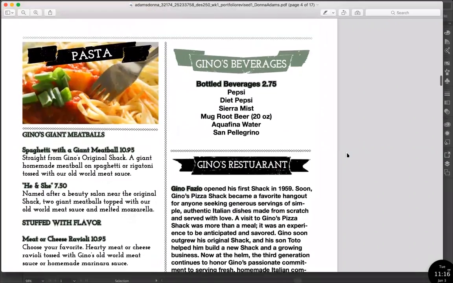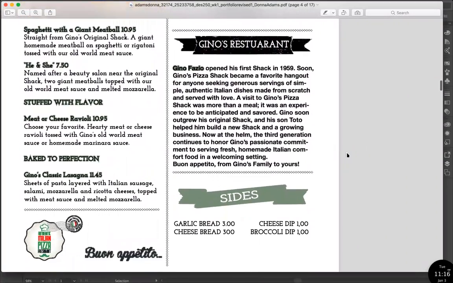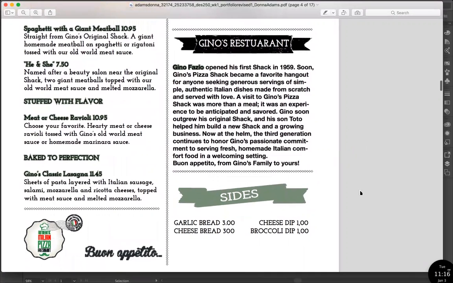Let's see here. I might add a little space between these paragraphs just for that buon appetito. Make it stand out as its own thing a little bit more.